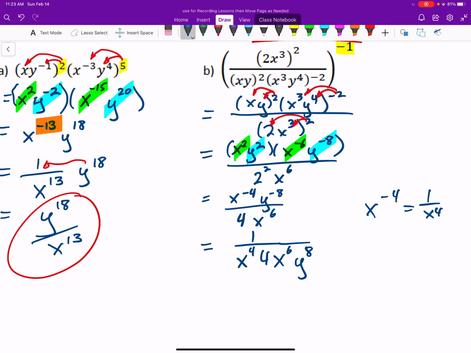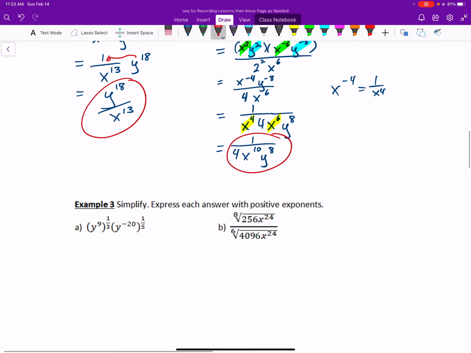So then I can just combine my like terms. So I've got x to the 4 and x to the 6. I can multiply those together and I'll get x to the 10. I'll put the 4 first as a coefficient. I'll write x to the 10 next because I'll go in alphabetical order, and then I'll have y to the 8. So this would be my final answer for this one.